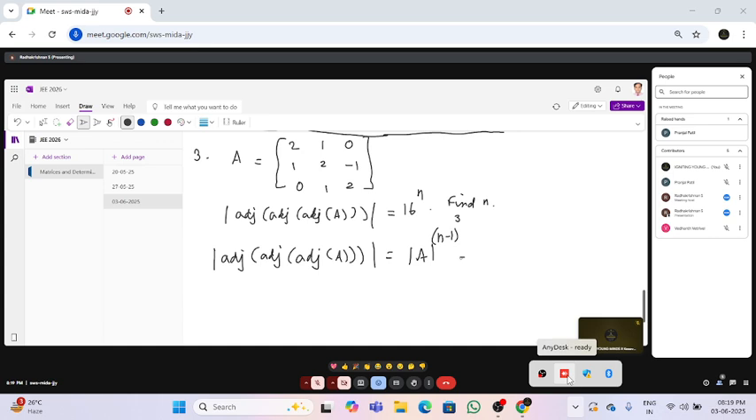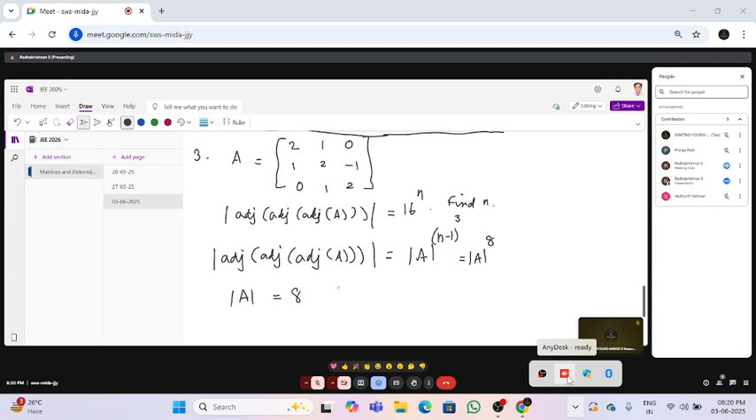Now here, what is n? n is 3, right? Yes, sir. n is 3. So 3 minus 1 is 2, and 2 cube is 8. So determinant of adjoint of adjoint A is equal to determinant of A to the power of 8. Now what is determinant of A? That we can calculate, A is given. So what did you get determinant of A as? Sir, 8. And what about you? Yes, 8. Okay. It's correct. Determinant of A is 8.